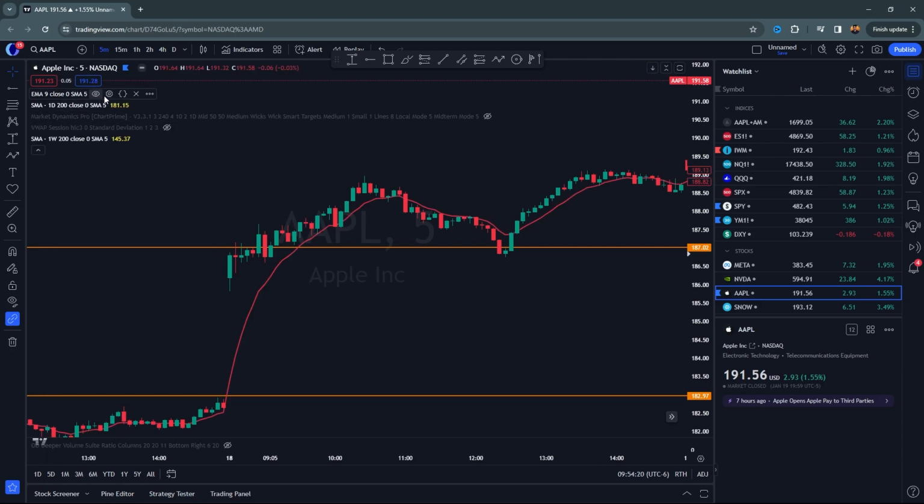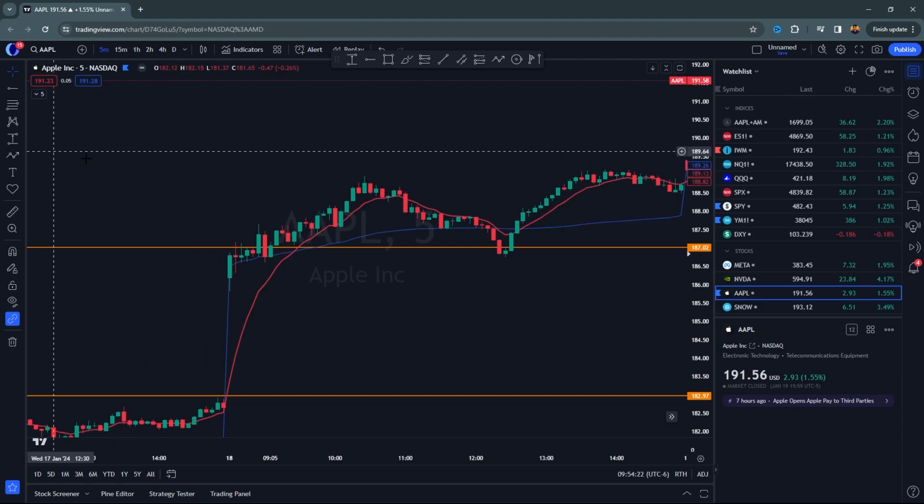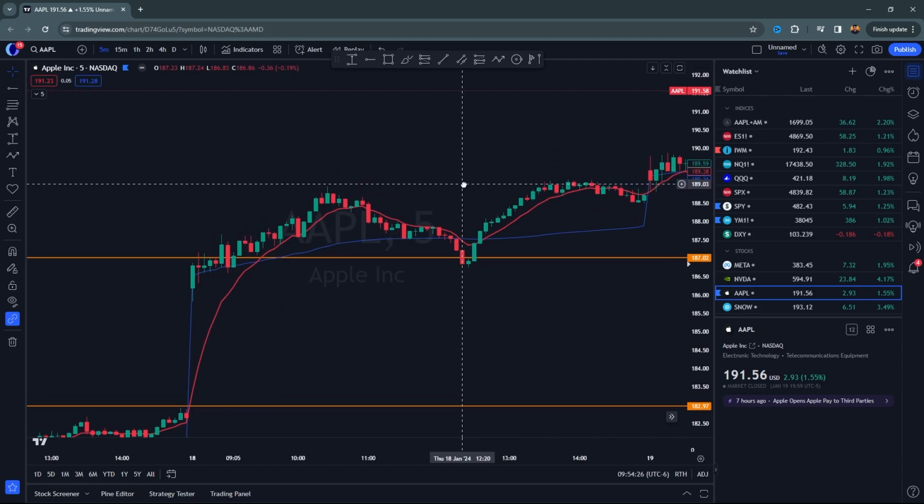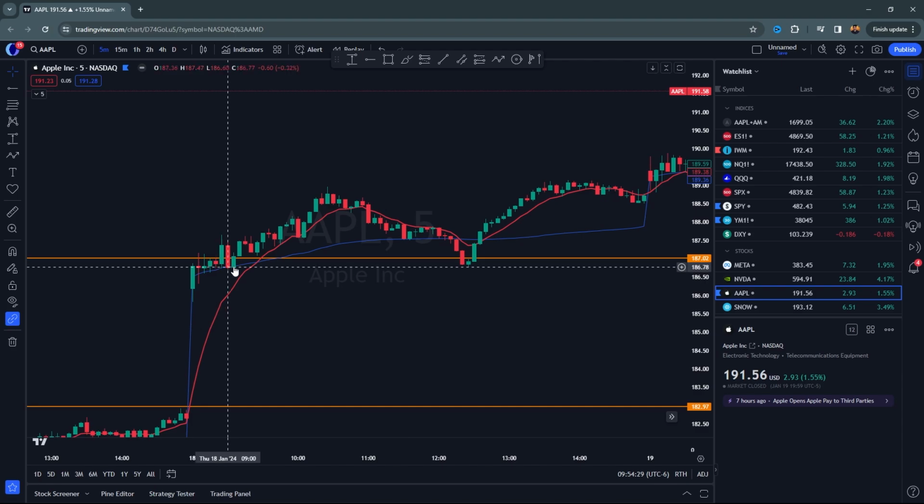Few things here. I love using the 9 EMA and I love using VWAP. These are going to be your best friends, your bread and butter. You're going to use them every single day till the day you die or stop trading. Now, getting above the VWAP tells you a lot of things.